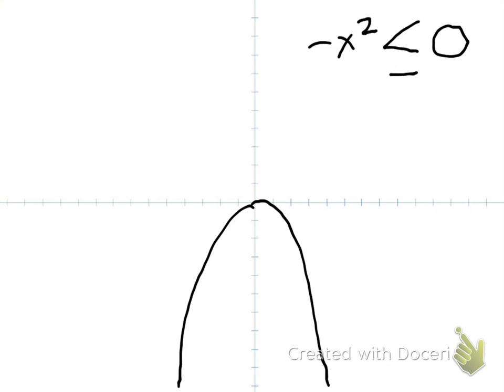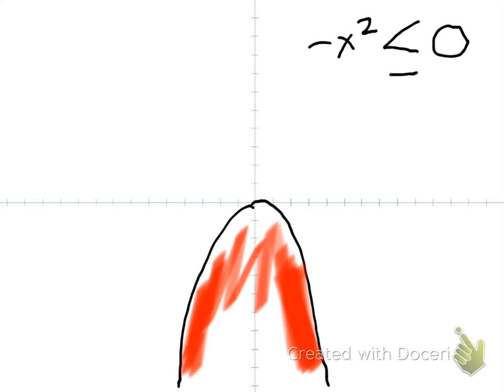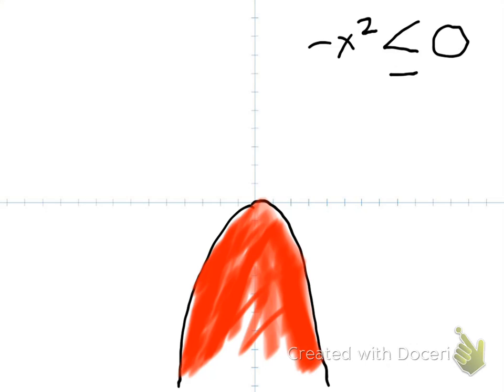Because this one is less than or equal to 0, that means you're going to want to shade all this area below the line. And once again, that means including the line because it is less than or equal to. So for this inequality, the coordinates 0, 0 are part of the answer.